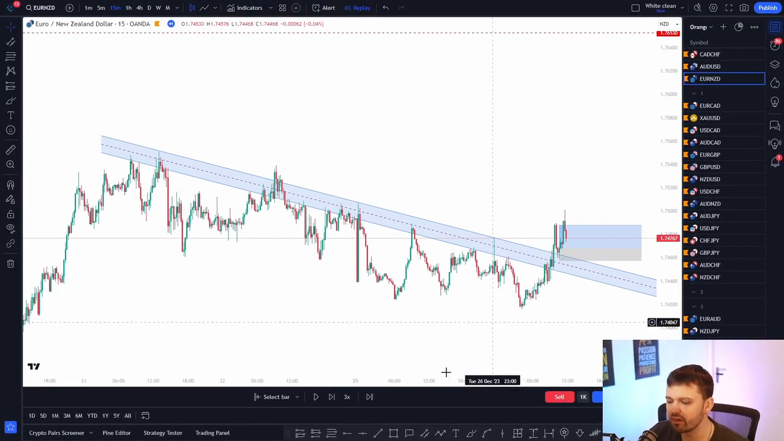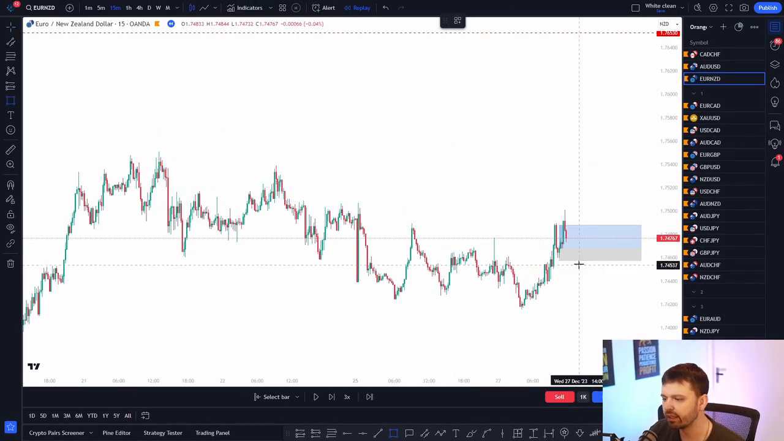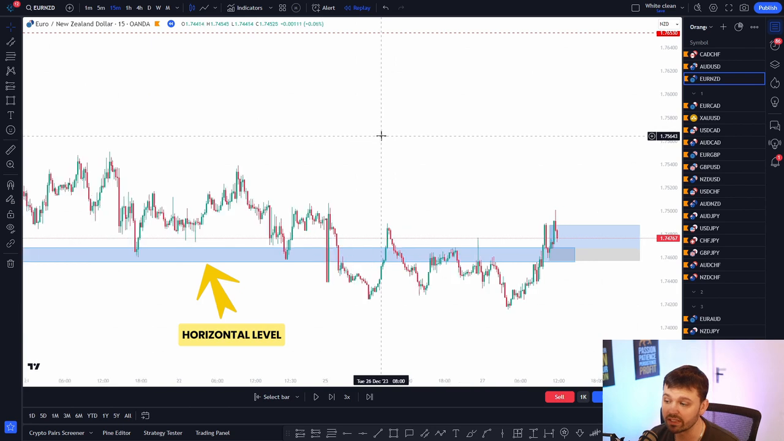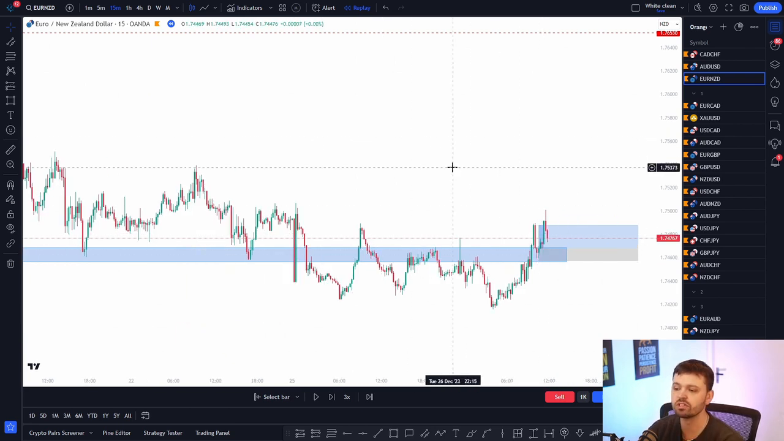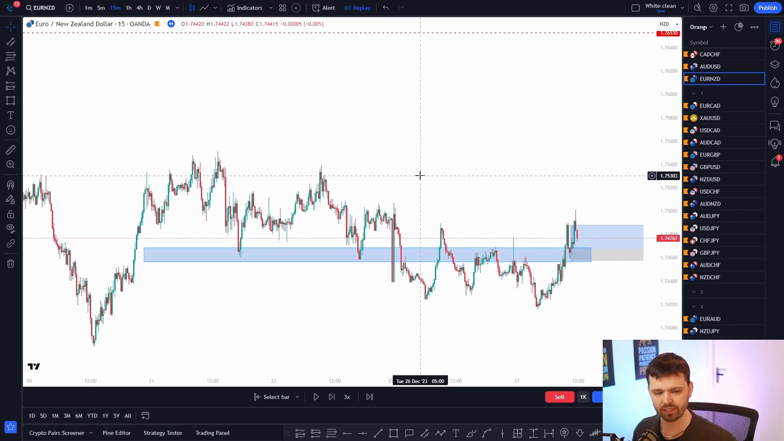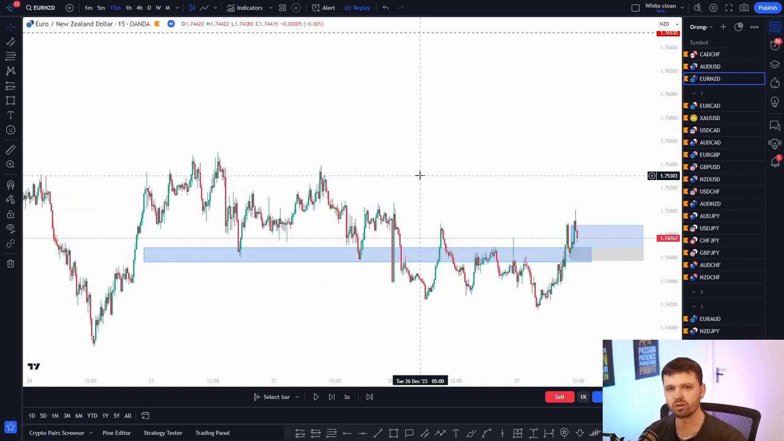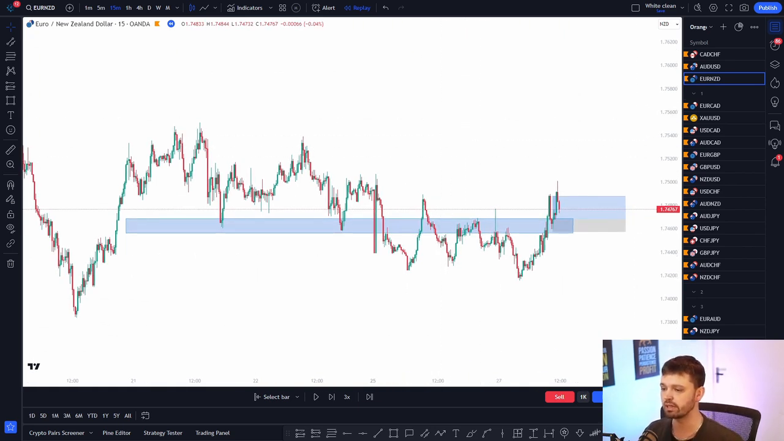Now interestingly enough, if you remove this trend line and add a horizontal level, this is actually also a break and retest of a horizontal level while also waiting for that confirmation. A lot of times I see that a break and retest setup on a trend line is also a break and retest of a horizontal level, and that confidence is pretty good. So if you find a break and retest of a trend line, try to see if you can also find a break and retest of a horizontal level where they both align. At least in my experience, that's the best type of trend line break and retest.